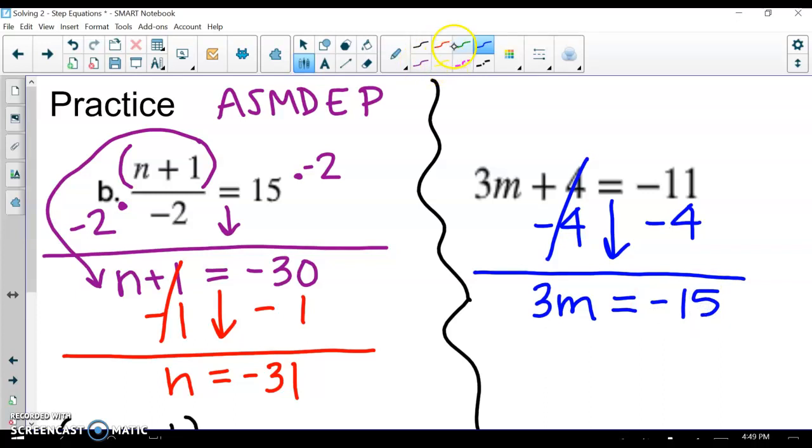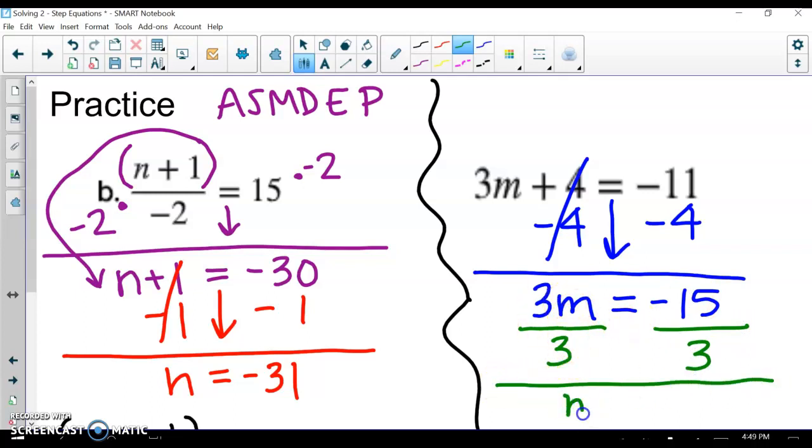All right. So then our next step, we're going to do a little bit of division because we have a number right next to a variable, which means multiplication. So we divide by 3, divide by 3. This leaves us with just 1m left. Carry down my equal sign. Negative 15 divided by 3 gives us negative 5.